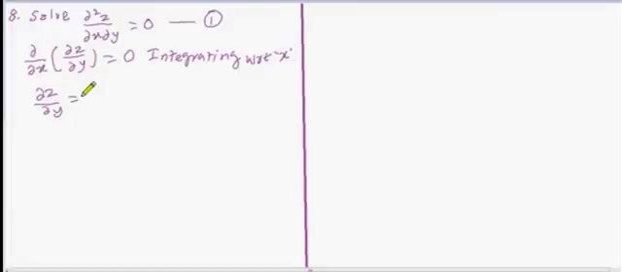The constant is a function of y, so an arbitrary function of y. When you are integrating with respect to x, if a 0 comes, the integration of 0 is a constant, and instead of constant we are writing an arbitrary function of y. And again integrating, this will become ∂z = f(y) ∂y. Let us take this as equation number 2.